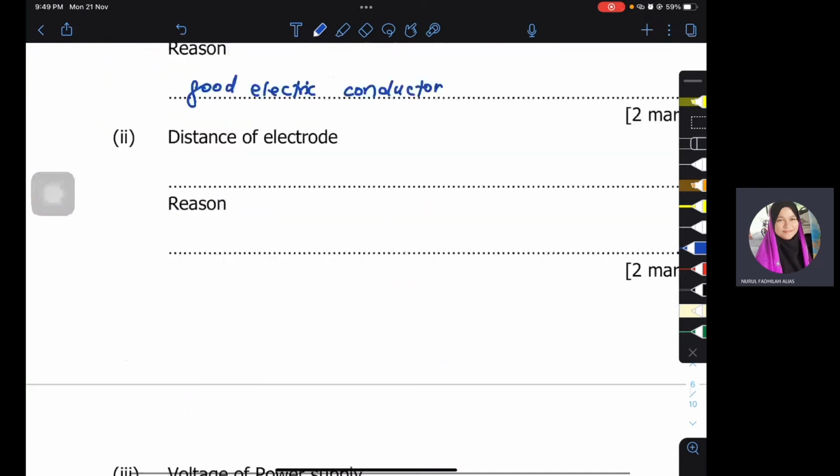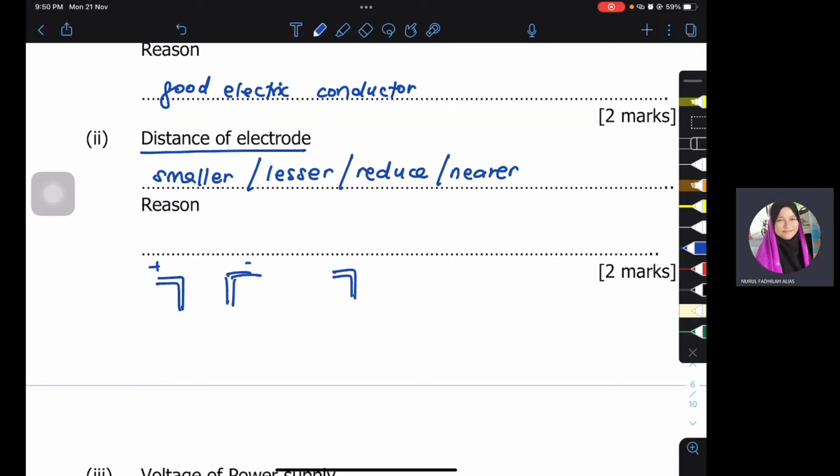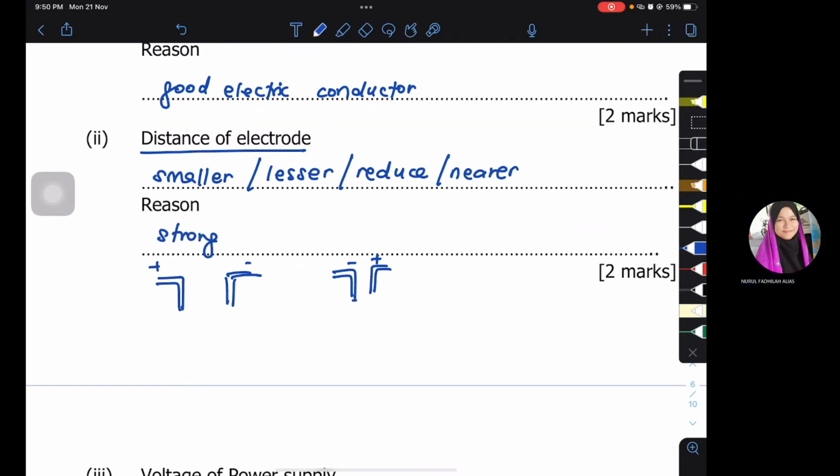So kita kata distance of electrode, kita nak dia dekat. Smaller ataupun distance dia lesser. Ataupun reduce the distance. Apa-apa perkataan yang menunjukkan dekat ataupun berkurang. So bila dia berdekatan, tadi macam ni dia jauh. Positif, negatif. So sekarang ni kita nak dia dekat. Negatif, positif. Dia dekat. Bila dekat, stronger. So the reason is stronger field.